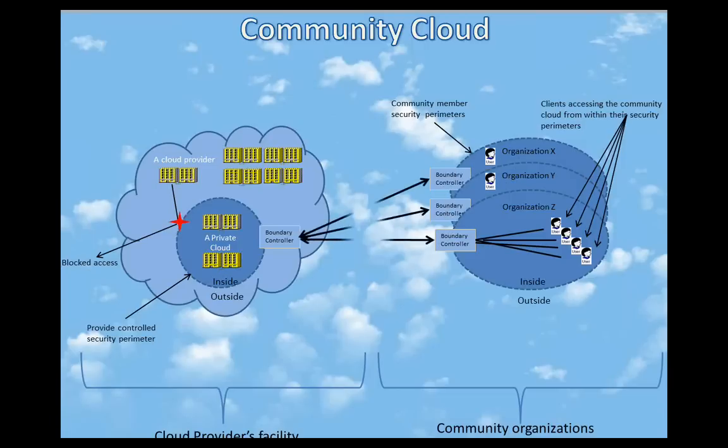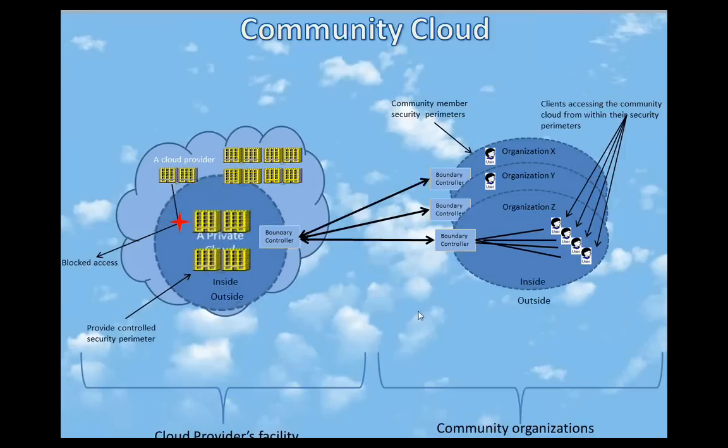If I click on this, you can see organizations X, Y, Z consuming resources through firewalls from the cloud provider facilities. And since these are dedicated resources for communities X, Y, Z, other organizations or businesses have blocked access. You can see these red marks are blocking access to other businesses residing in the same cloud provider facility. And organizations X, Y, Z consume the services. So this is termed an outsourced community cloud.